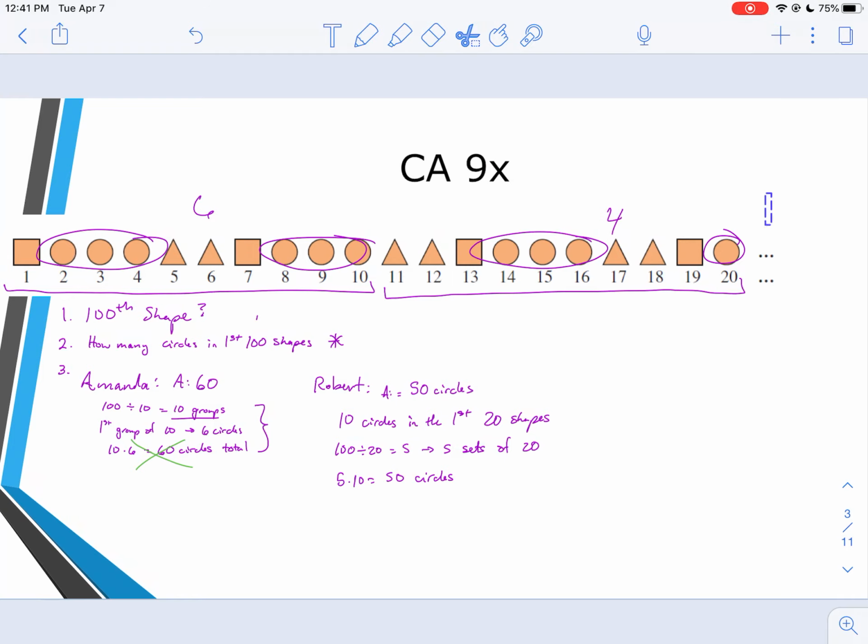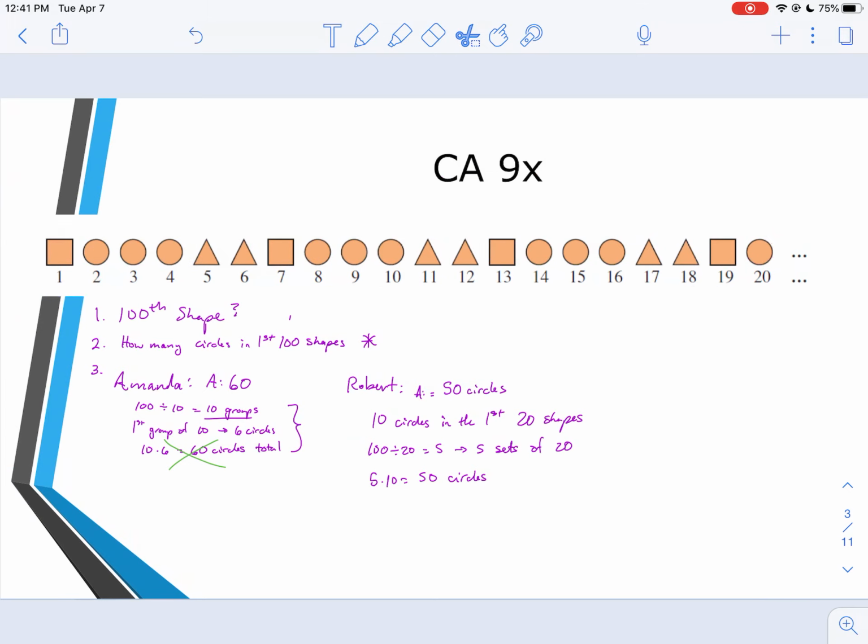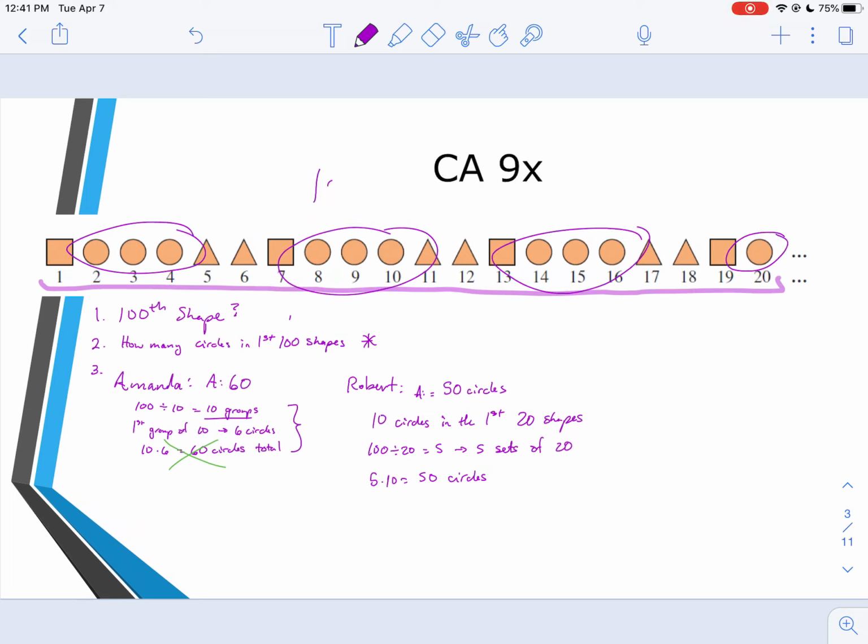Okay, so it seems like Robert looked at it slightly different. Similar strategy, really. But seems like he's trying to take into account the differences here. So here's 0 to 10. There's 3, 6, 9, 10 circles in that 20. And so since there's 5 sets of 20 to get to 100, there must be 5 times 10, or 50 circles. What do you think of that reasoning?